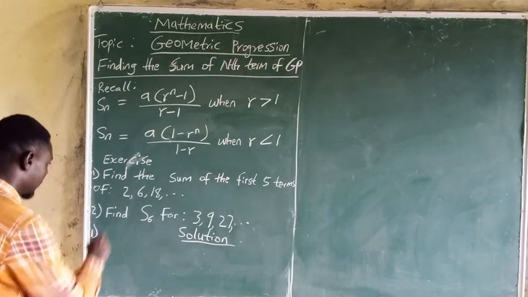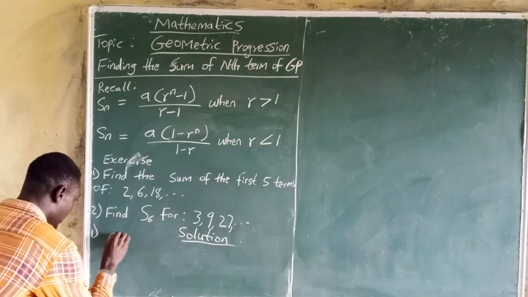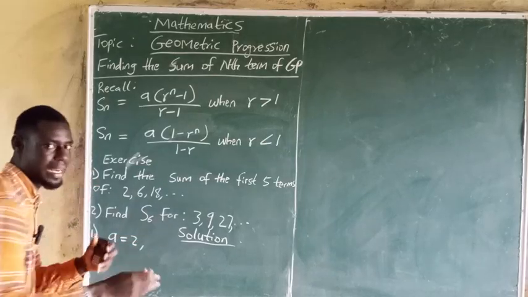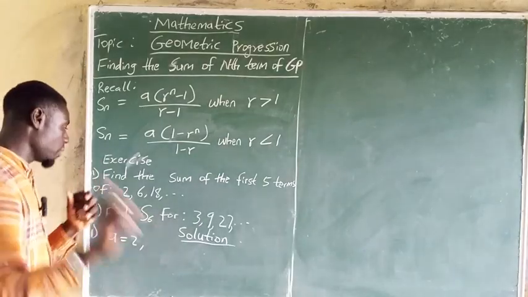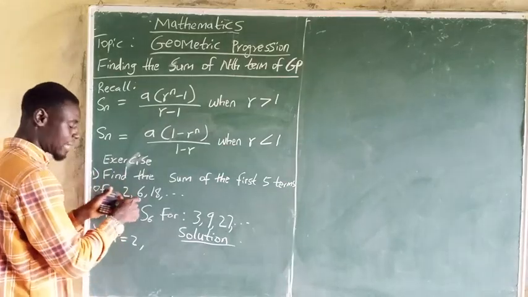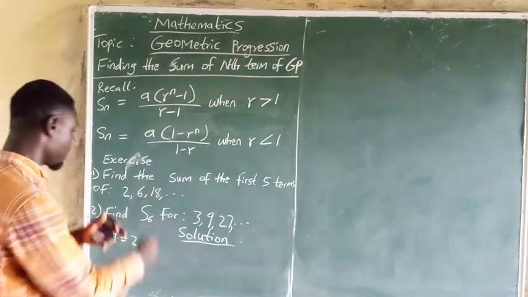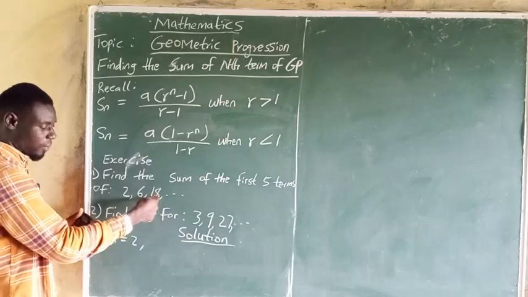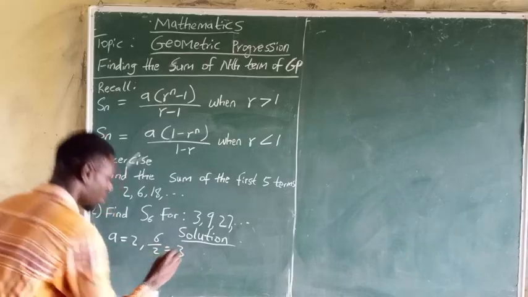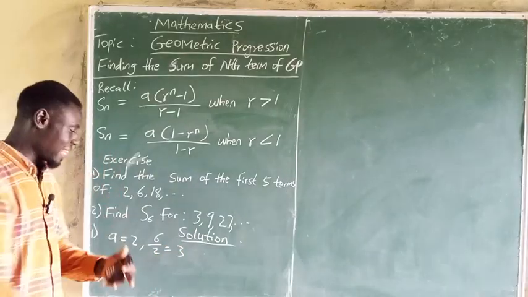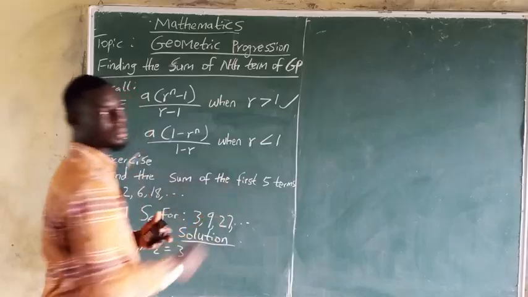Now, for number 1, the first term is 2. That means our A, which is the first term, is 2. You bring out the parameters first. Now, I've already taught you in our previous video that to get our common ratio, we pick any term, 6 or 18, divided by the previous one. The previous one of 6 is 2, and the previous one of 18 is 6. So it becomes 6 divided by 2, which gives us 3. Now, we can identify that 3 is greater than 1. Since 3 is greater than 1, we have to use this first formula.